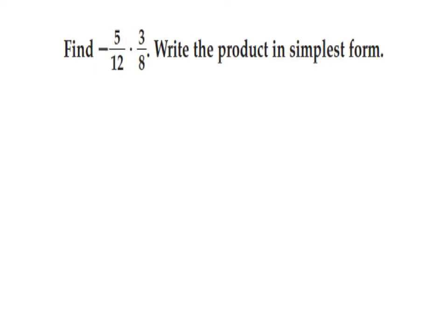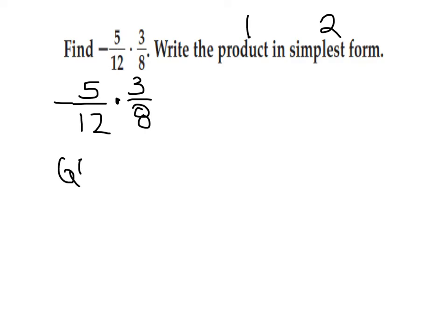Alright, let's continue on finding the product and putting things in simplest form. Notice that we have a negative, so we're going to deal with a negative this time, something we haven't done yet. I'm going to write it out. I notice that 12 and 3 have a GCF. That GCF is 3. I'm going to divide both of them by 3. 3 can go into 3 once. 3 can go into 12 4 times. The 5 and the 8 do not have a GCF, so I'm going to leave them alone.